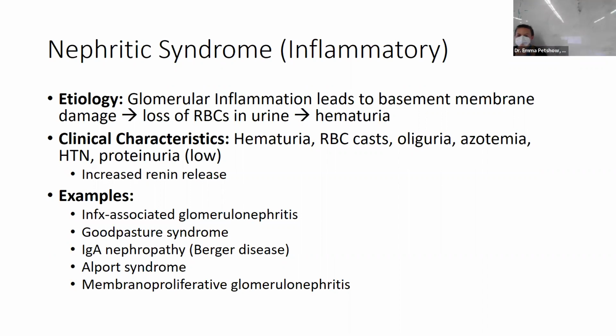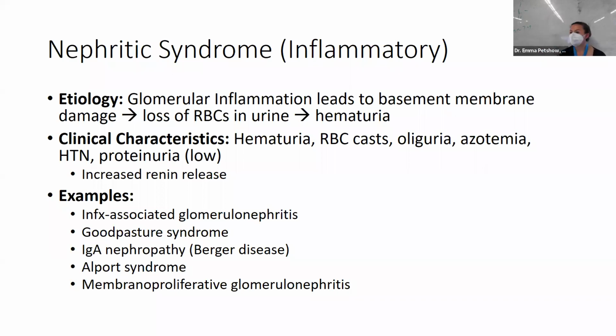You also see oliguria, azotemia. You'll see hypertension, and you do see proteinuria, but it's low. Small amounts of proteinuria, it's not gross. They definitely will ask a question. They'll say the patient has proteinuria and RBC casts. If it's RBC casts, it's nephritic. If they say proteinuria and waxy casts or fatty casts, that's nephrotic. But they will throw proteinuria in with nephritic to try to trick you into picking it. So there is proteinuria, but it's small.